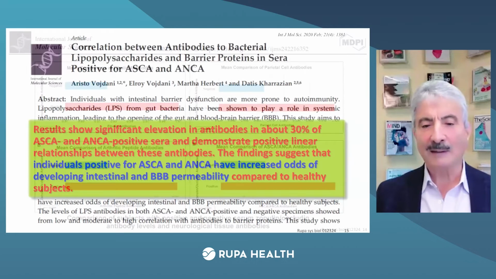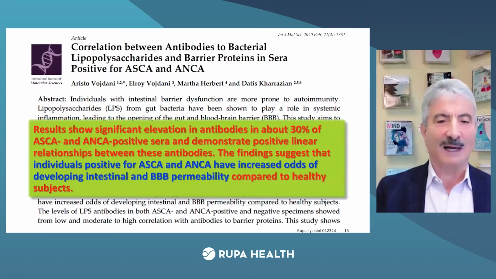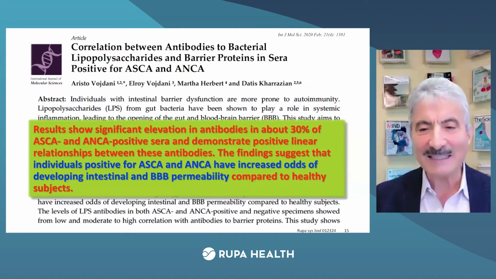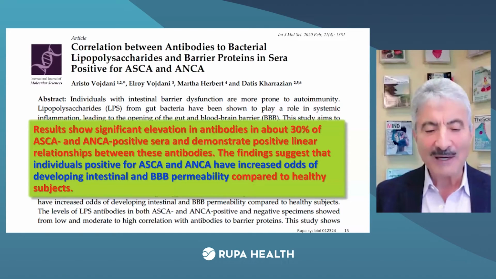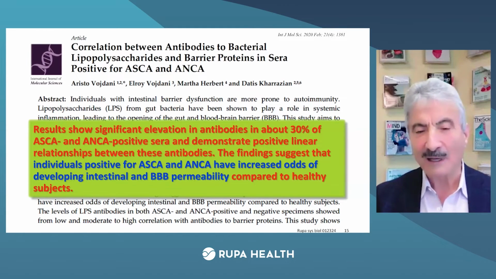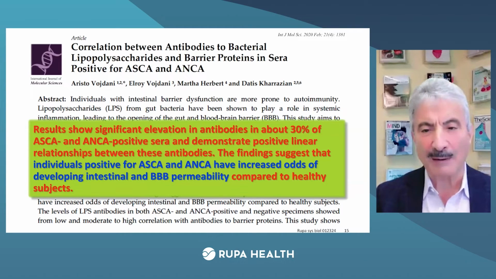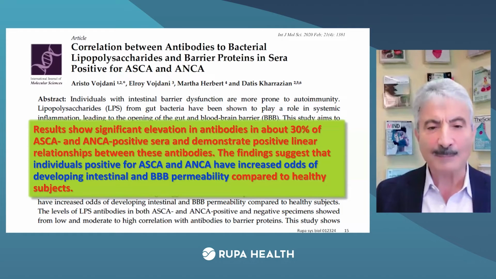Years before that, myself with Dr. Karazian, we also found a correlation between lipopolysaccharide antibodies in patients with Crohn's and ulcerative colitis when the ASCA and ANCA were positive. So we see almost direct correlation between leaky gut and leaky blood-brain barriers with possible autoimmune disease in the future.